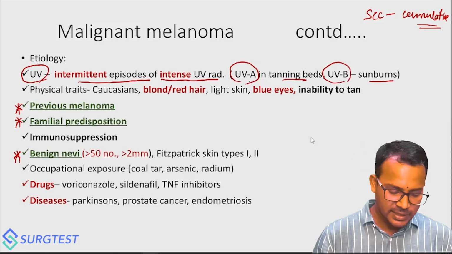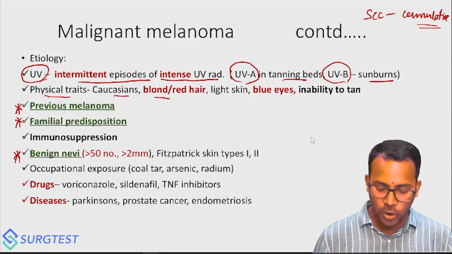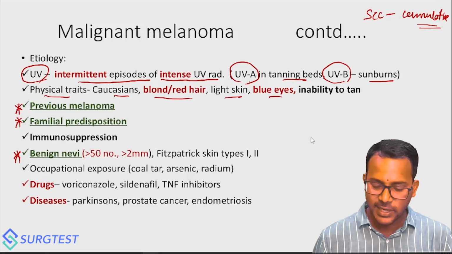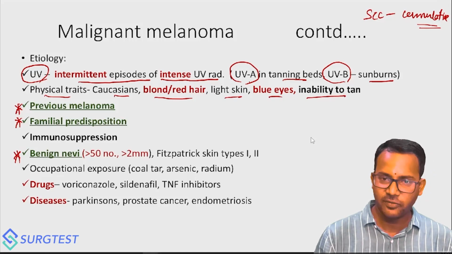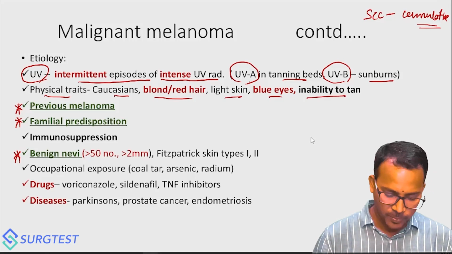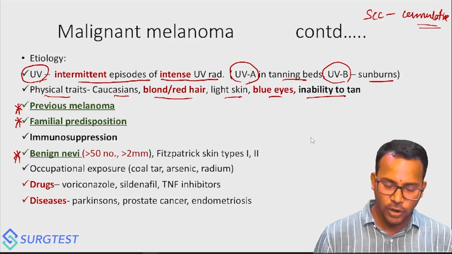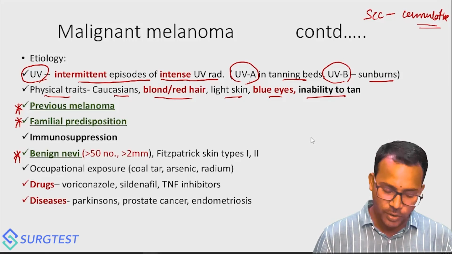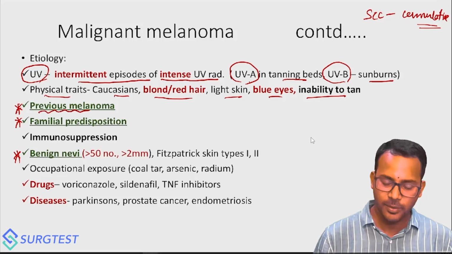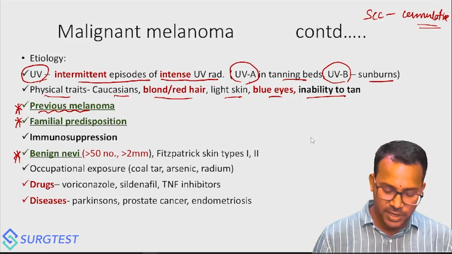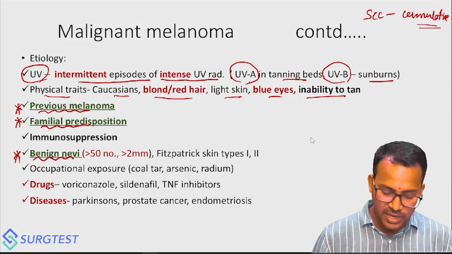As the second etiology, as I've already told you, the physical traits: Caucasians, those with blonde or red hair, light skin, blue eyes, and an inability to tan. These are the people who have the risk of malignant melanoma. But the most important etiological factors are, as I've already told you, a previous melanoma, where a 6 to 7% risk will be there. The second important etiology is familial predisposition, and the third is previous benign nevi.